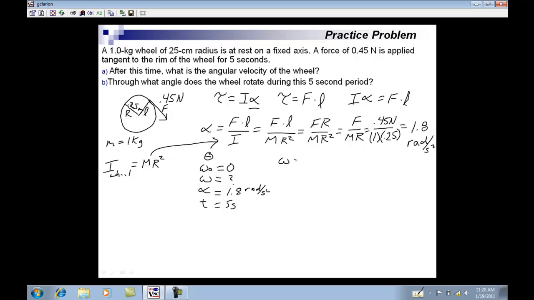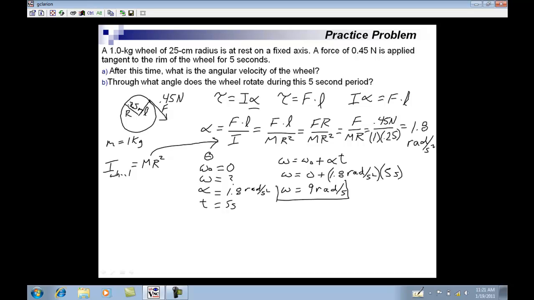Is that the first one that's listed on your sheet? Okay. So we're essentially just plugging these values in. My angular velocity is going to equal 0 plus 1.8 radians per second squared times a time of 5 seconds. And that's going to give us a value of 9 radians per second.